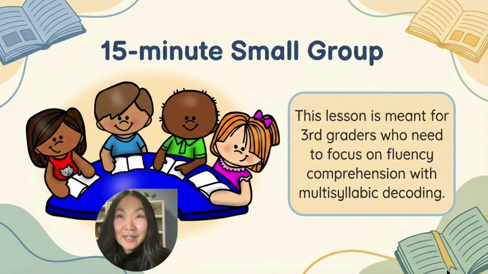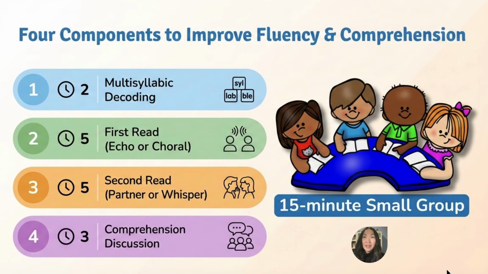This 15-minute small group lesson is designed for third grade students. The instructional focus is on improving fluency and comprehension with multisyllabic decoding. There are 4 parts to this lesson. First, 2 minutes is spent on multisyllabic decoding. Second, 5 minutes is spent on the first read of the reading passage. Third, 5 minutes is spent on the second read of the same reading passage. Fourth, 3 minutes is spent on comprehension discussion questions of the reading passage.